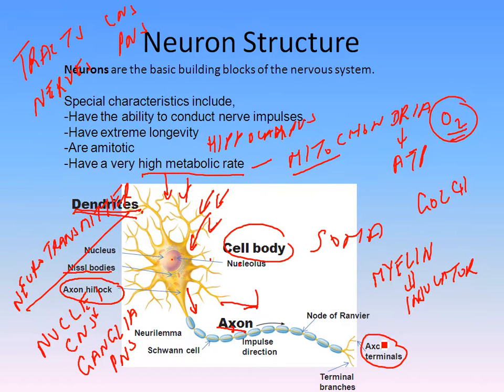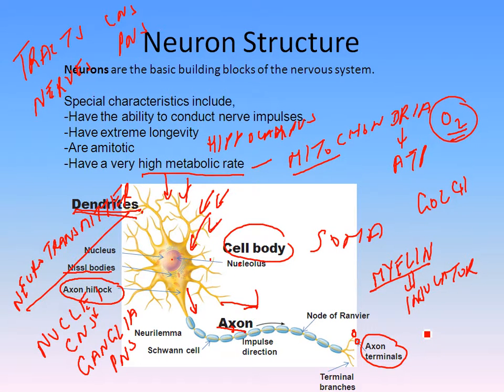They may or may not have a myelin sheath or a covering, and they end in branches that end in knob-like structures, and these are called the axon terminals. The axon terminals are the secretory regions of the neuron. These are the ones that will secrete the neurotransmitters that will excite or inhibit the other adjacent neuron.